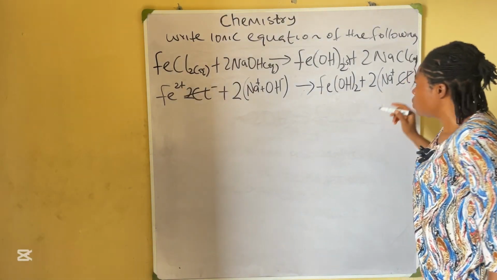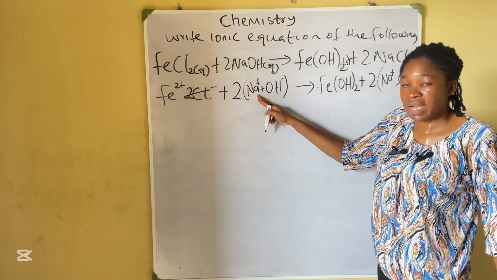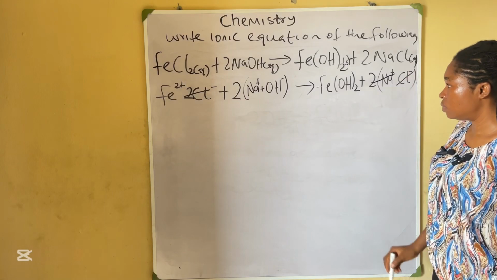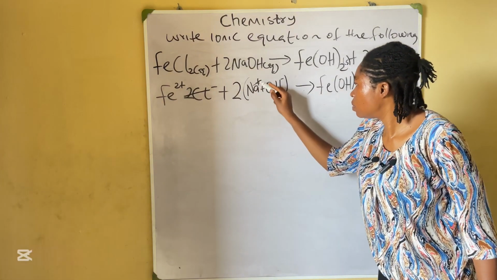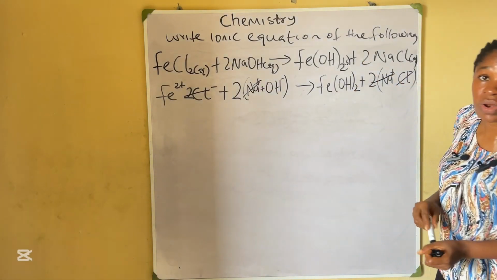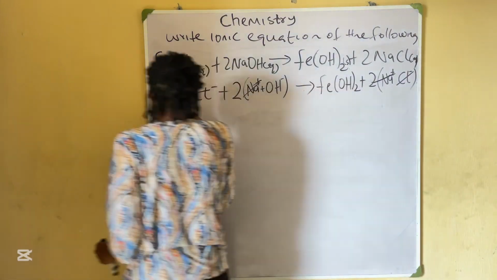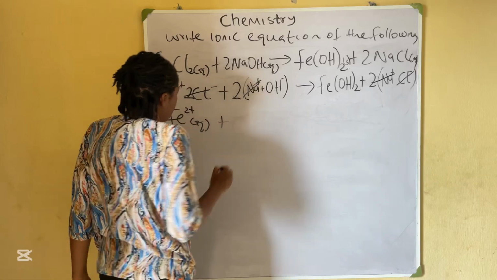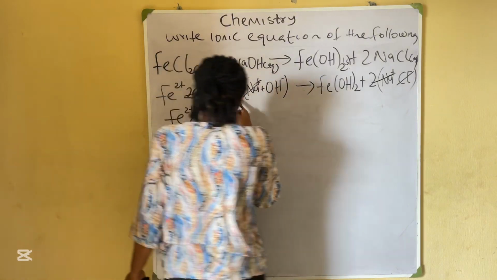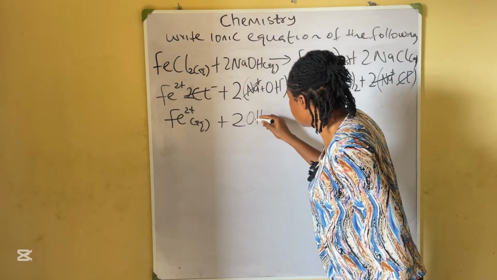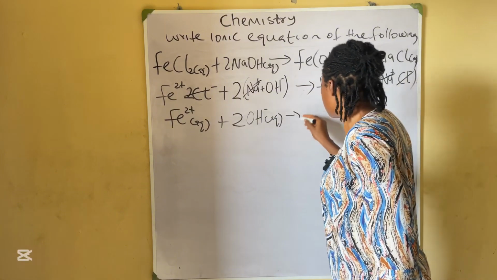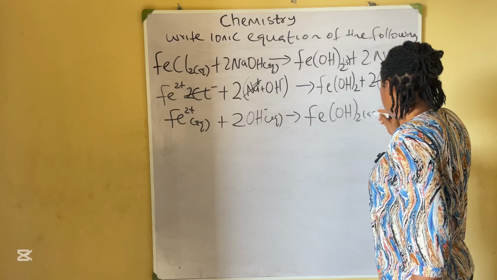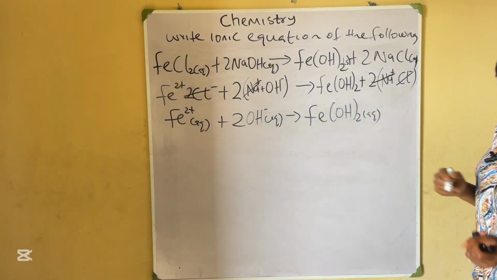Cancel them out. What about sodium? 2 moles of sodium ion. Here I also have 2 moles of sodium ion. So cancel out. So the ones remaining, we write them out. So what I have here, iron 2 ion, and 2 moles of hydroxide. So this one is already out of the equation.